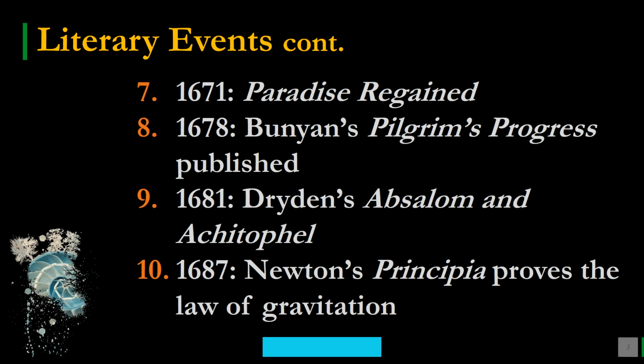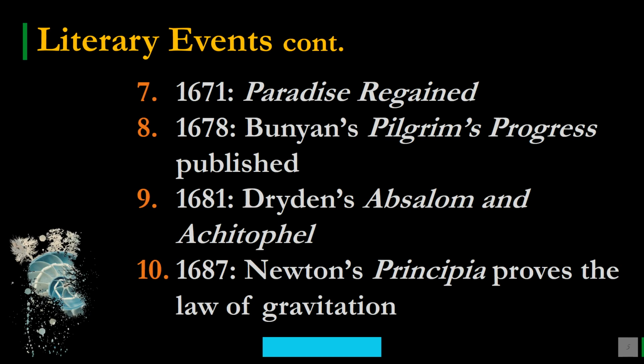Next, we have 1671 Paradise Regained, a Milton's great work. Next, we have 1678 Bunyan's Pilgrim's Progress published. Now, dear students, let me clear one thing, that Bunyan's Pilgrim's Progress was already composed, but it is published in 1678. So please remember this date, 1678, Bunyan's Pilgrim's Progress published. Next, we have 1681 Dryden's Absalom and Achitophel, an important work in the history of English literature.